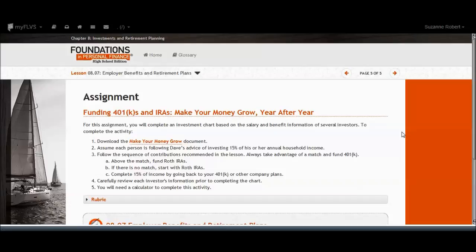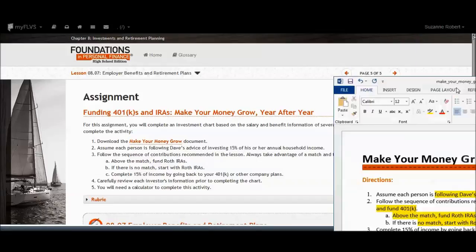So if you go up to the top of your announcement page and over to the right side, you'll see the big orange button that says resources. If you click on that, that takes you to the Dave Ramsey help site, and you'll see lots of resources for all different assignments that will help you. So the first thing we're going to do after reading our directions is download the Make Your Money Grow document.